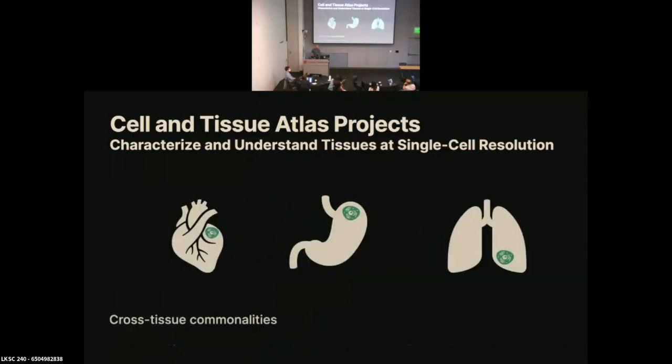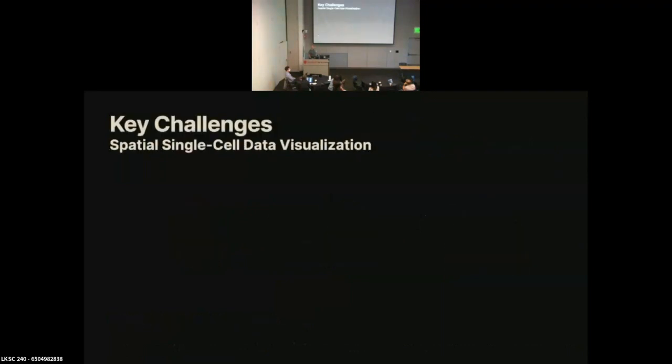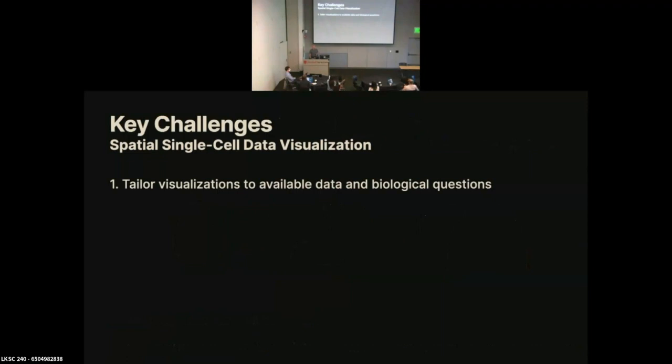And we're also interested in what is common across tissues, and how single-cell and spatial single-cell data can help us with that. And so the challenges for visualization that we identified are, first of all, that in this space right now, everyone is doing their own thing. And although there are efforts to standardize things, we have to be able to support many different data modalities and support many different biological questions.